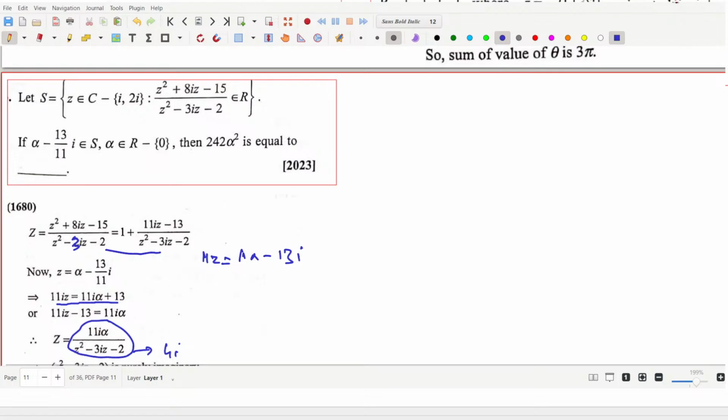See, Z1, if you multiply with I, that means Z1 is rotated anti-clockwise by 90 degrees, right? That means Z2 is rotated. This also means Z1 equals Z2 by I, which also means Z2 is rotated clockwise to get Z1, right? Whichever way you look at it. Okay? Okay, next one.